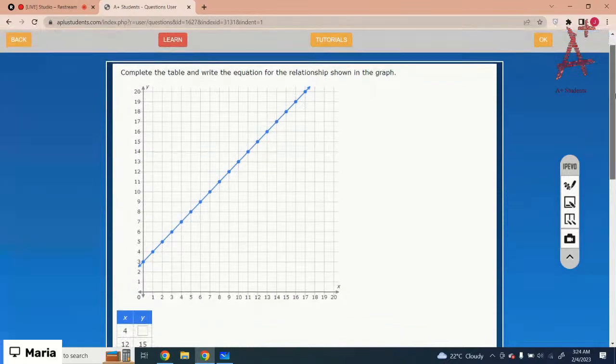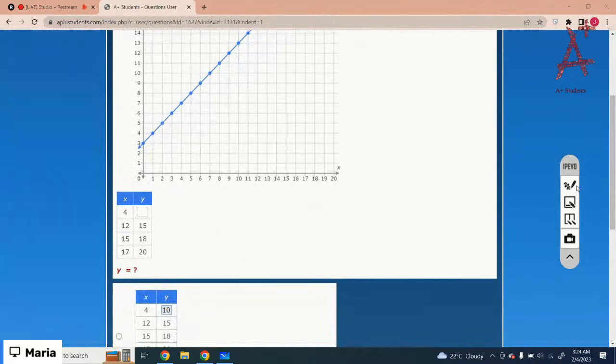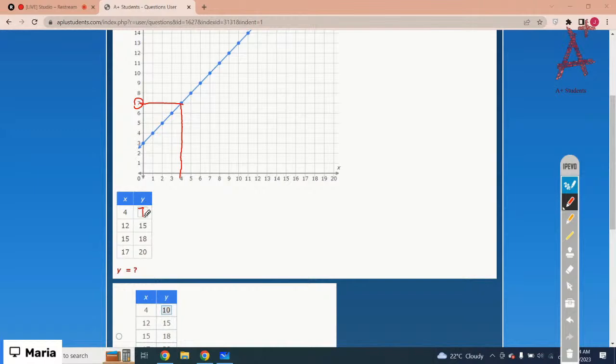Okay, the next one is complete the table and write the equation of the relationship shown in the graph. Okay, you have to find the value of x equals 4. Just match x equals 4 to y-axis. Okay, here it is. That means when x equals 4, y equals 7. That means here you have 7. Got it? Now let's just find the relationship between x and y values. X values are 4, 12, 15, and 17. Just look at the y values.